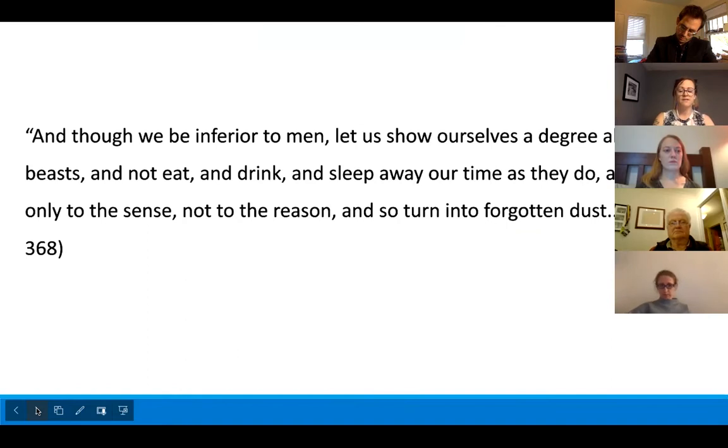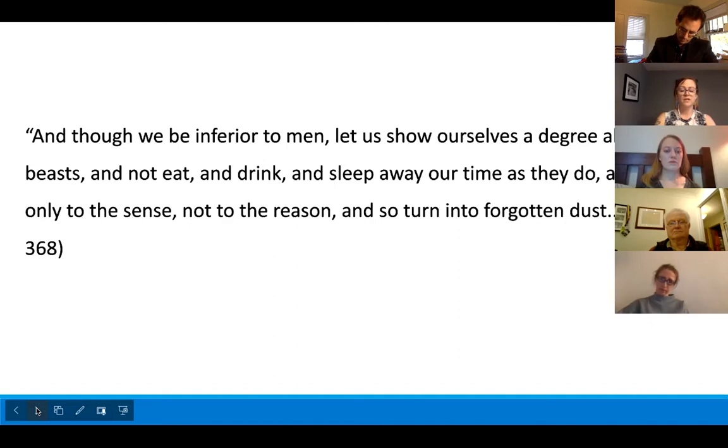In Poems and Fancies, she tries to spur other aristocratic women into action when she writes, "And though we be inferior to men, let us show ourselves a degree above beasts, and not eat and drink and sleep away our time as they do, and live only to the sense, not to the reason, and so turn into forgotten dust." Cavendish urges women to take education into their own hands, to read, think, and write for their posterity.